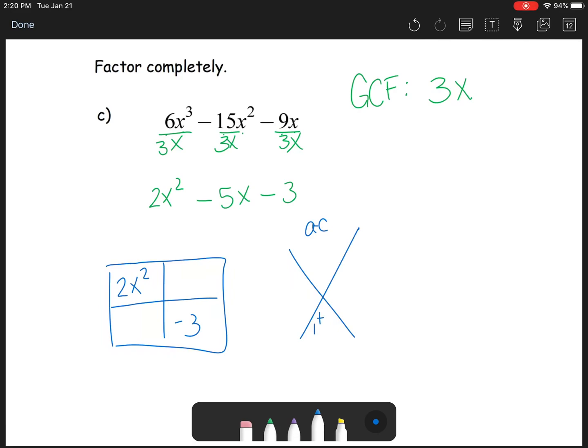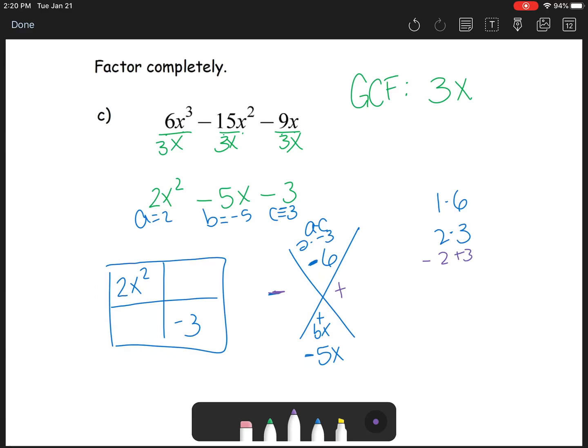Looking at our puzzle, we want two numbers that multiply to be a times c and add to be b x. Well, a would be 2, b would be -5, and c would be -3. So we want two numbers that multiply to be a -6, and we want two numbers that add to be a -5. Well, 6 doesn't have very many factors, so we can look at these. We want them to multiply to be a negative number, which means one is negative and one will be positive. If I have a -2 and a +3, that's going to be +1.